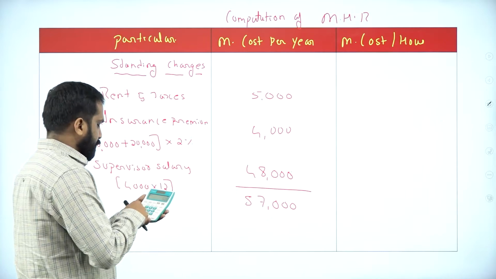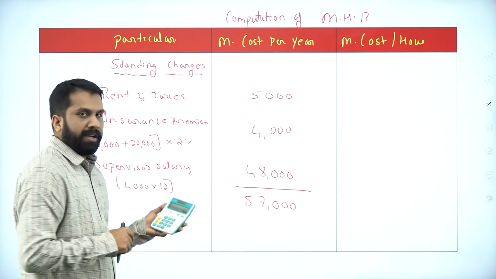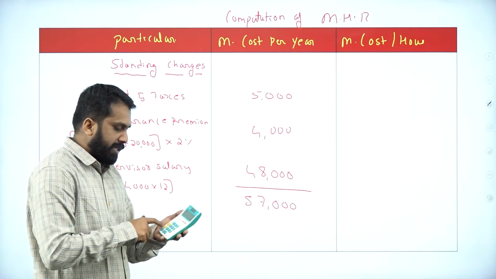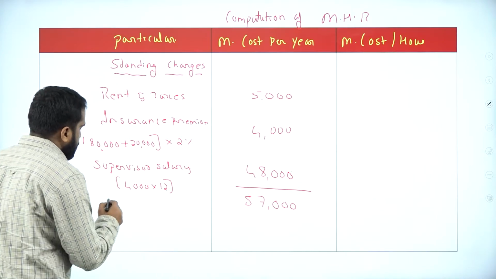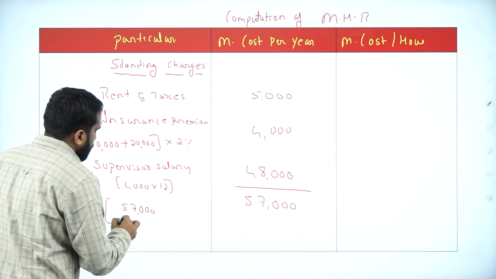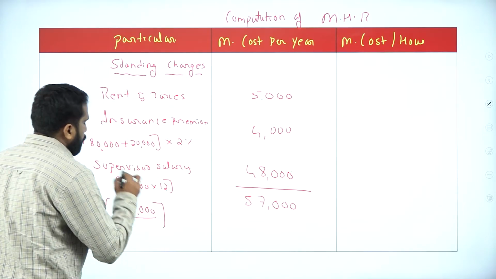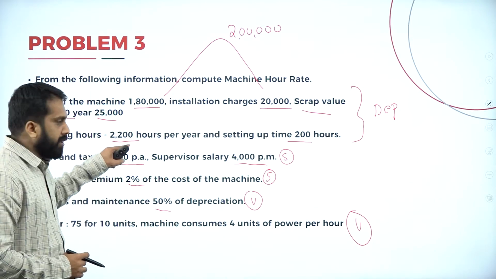5,000 plus 4,000 plus 48,000 will be 57,000. So we got 57,000. In this 57,000, remember, we divide by the number of hours. How much? Working hours 2,200.